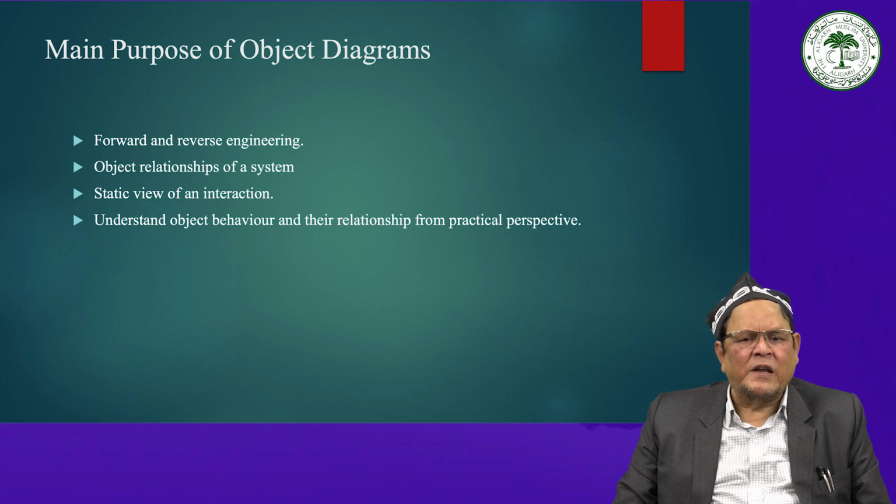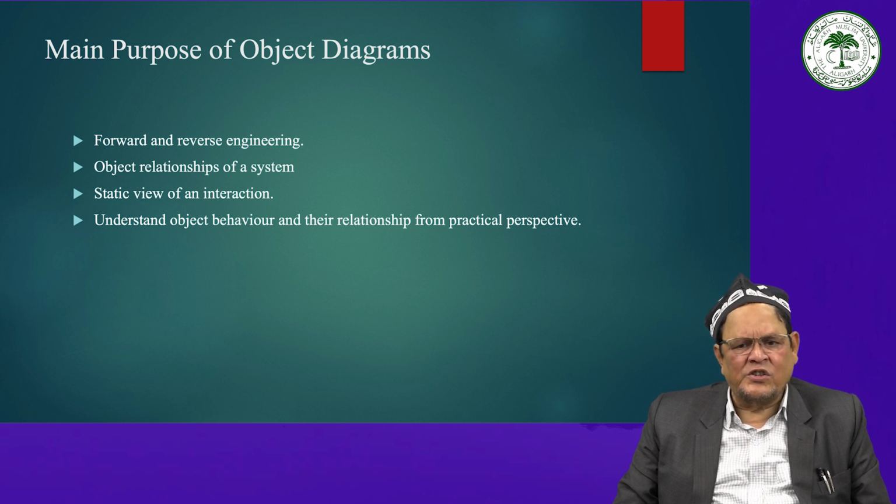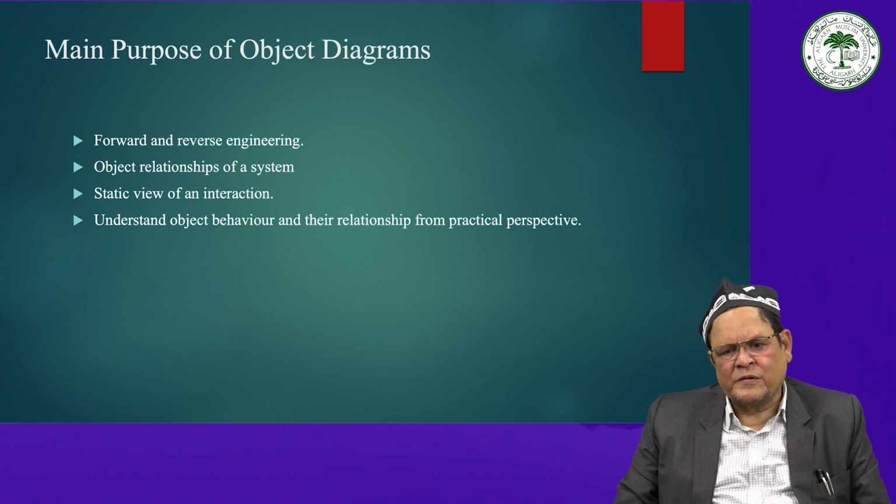Main purpose of object diagram: forward and reverse engineering. Next is object relationship of a system. Third is aesthetic view of an interaction. And the last is understanding object behavior and their relationship from the practical perspectives.